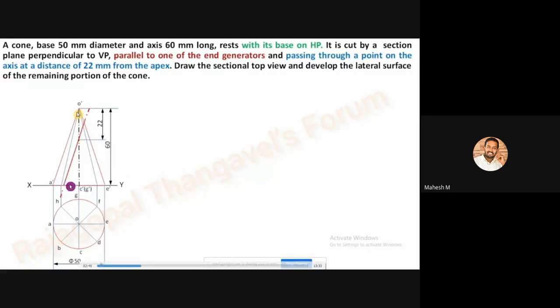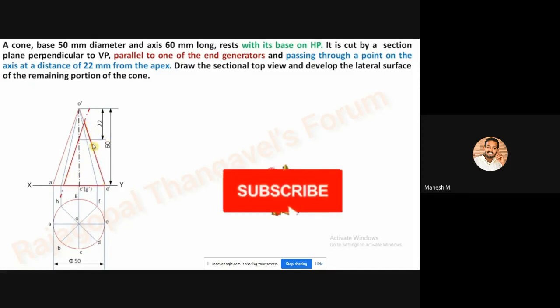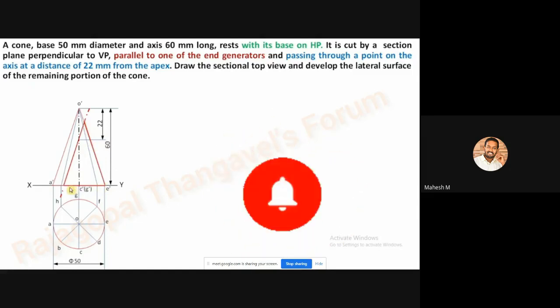You can highlight this line and this line. Also you have to highlight this section line. Along with that you can mark the cutting points. It is compulsory. You have to mark the cutting points, and only then will you be able to create the development. The first cutting point is 1 dash.